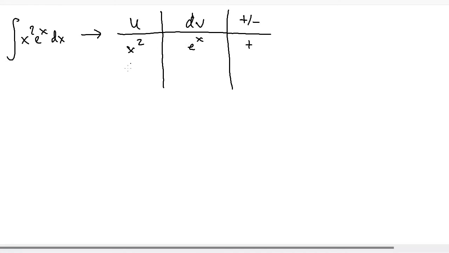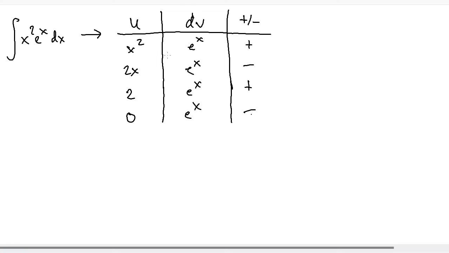For the u column, all we have to do is differentiate that column. So I'm going to differentiate x squared to 2x. The derivative of 2x is 2, and I'm going to go all the way down to 0. The derivative of 2 is 0. Then for the dv column, we integrate. The integral of e to the x is e to the x, and it will continue being e to the x. And then for the signs, we just alternate plus minus and plus minus.